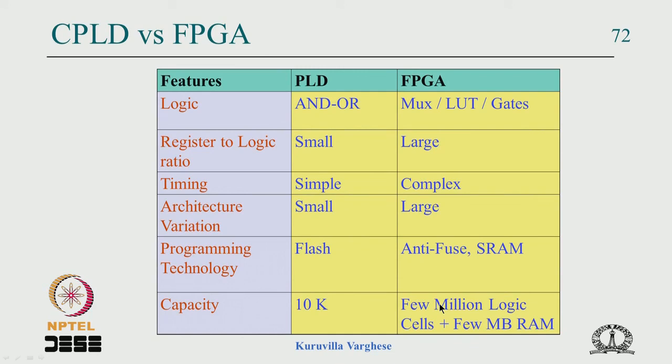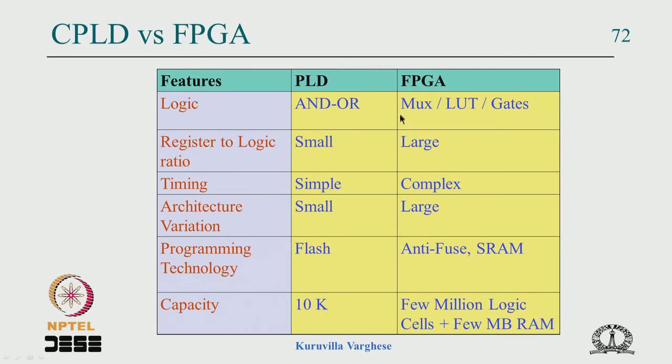So when we compare CPLD versus FPGA, though we haven't seen the FPGA, basically the PLD still uses an AND OR structure, 2 level. Number of registers is very small, which is not the case with FPGA. Timing is simple, which is a little complex in FPGA. Architecture variation, that means across the manufacturers they have a similar architecture. The programming technology is flash and the capacity is kind of 10K.